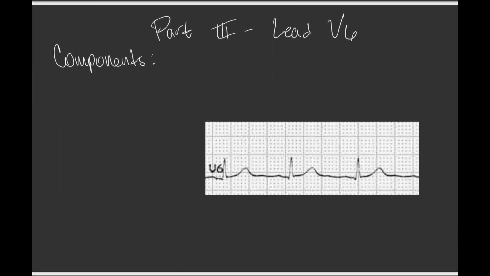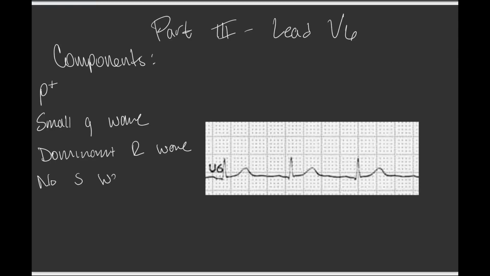V6, it should be unsurprising that that P wave should be positive. Just like in V5, the small Q wave should be there. There should be a resoundingly dominant R wave, no S wave, and a positive T wave. So looking at the example, we see we have that P wave, tiny Q wave, dominant R wave, positive T.